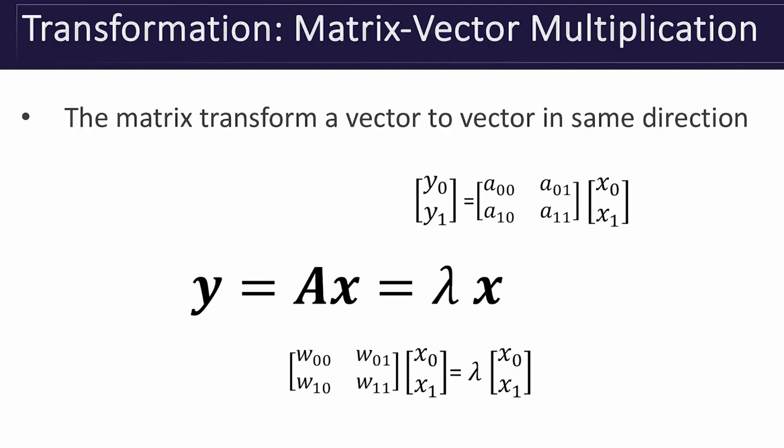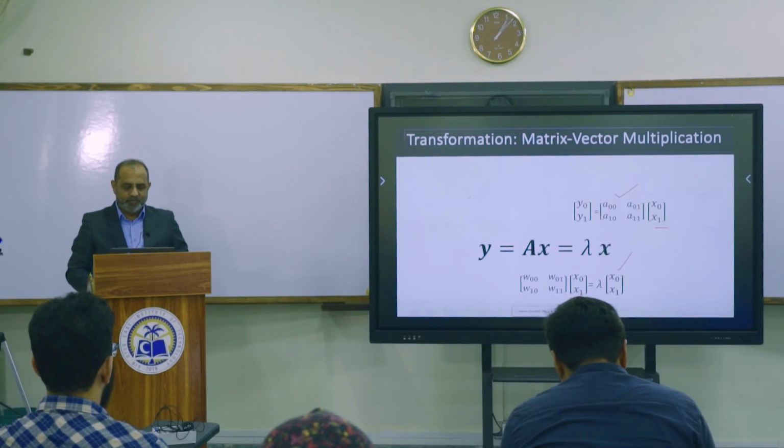That vector, multiplying with a matrix, gives me the vector back. So I have this vector. I multiply it with the matrix, and it keeps pointing in the same direction. I'm allowing it to have a different magnitude now. Okay? So this is called eigenvalue and eigenvector.